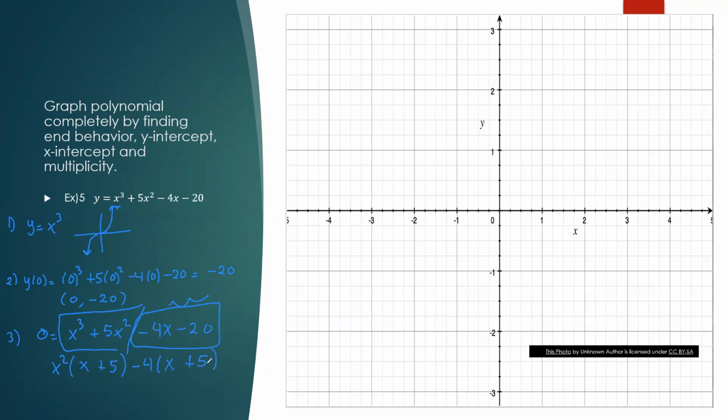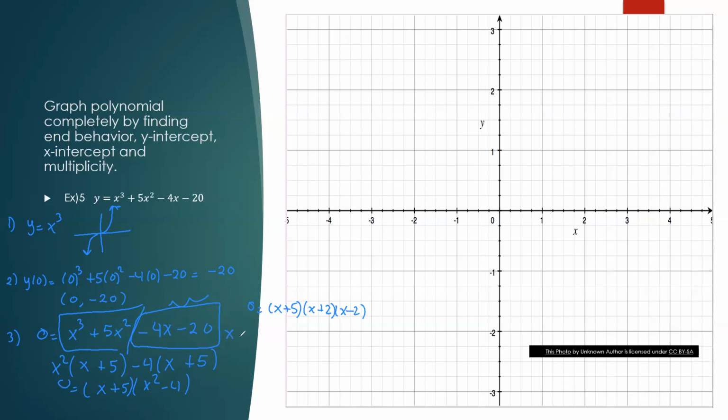So grouping does work because you see the x plus 5 repeats, so that means it works. So you write out the repeat once and bring down your leftover. So your leftover is x squared minus 4. Okay, and then x squared minus 4 can be factored, so it's going to be x plus 5, and then x squared minus 4 can be factored as x plus 2, x minus 2.